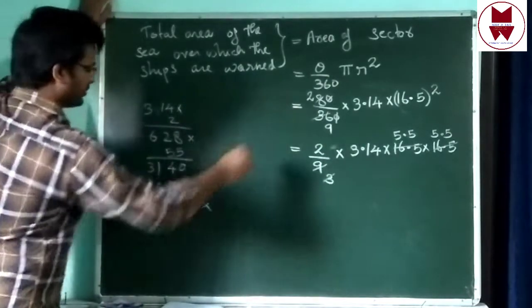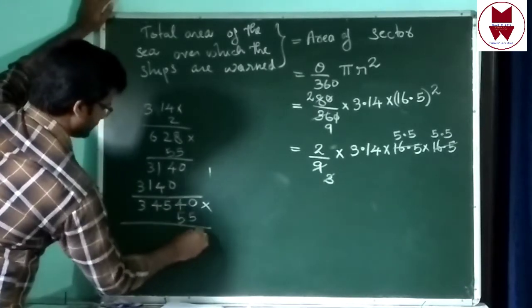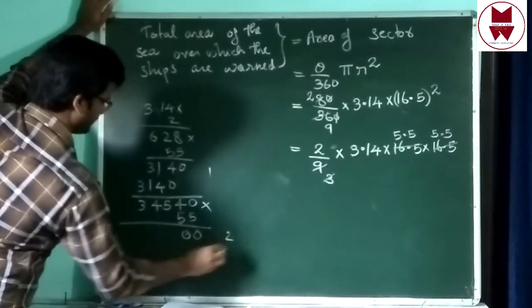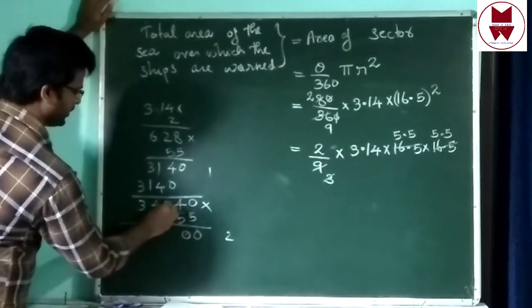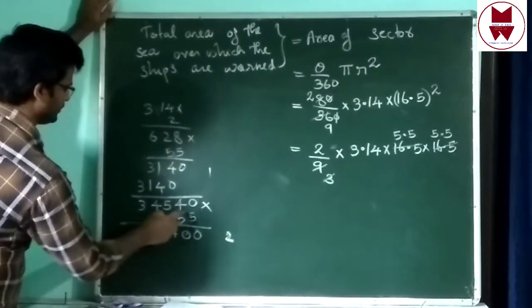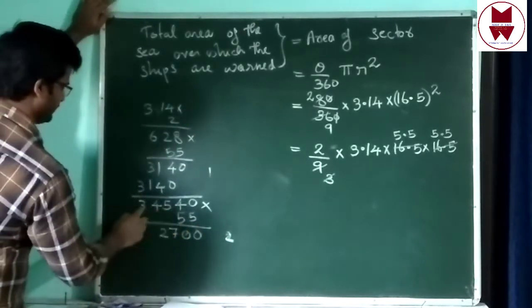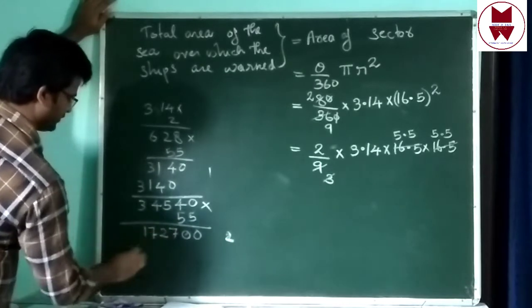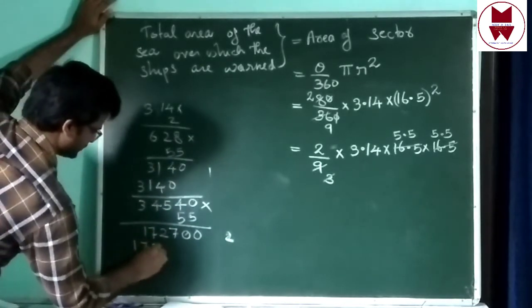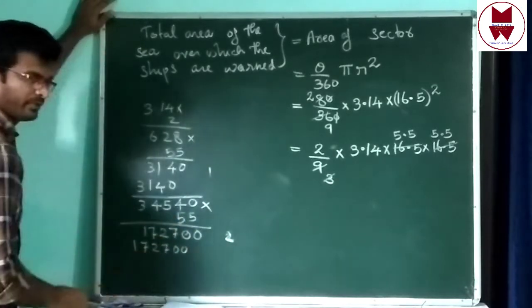Into again one more 5.5. 5, 5, 0, 20, remainder 2, 25, 27, remainder 2, 20, 22, 15, 17. Again you will get same number, 17270, because we are using same 5.